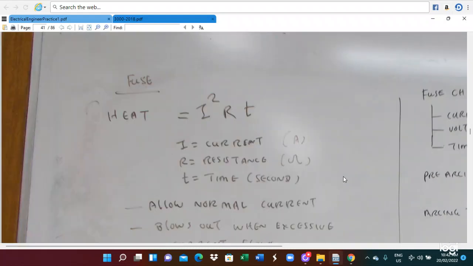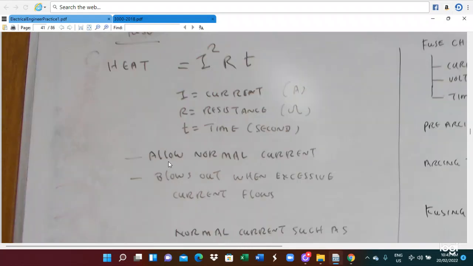The next one is we determine the size of the fuse. The size of the fuse can be calculated. So the fuse works when electrical current flows through the fuse wire, and this current will reach a certain temperature limit and the fuse will blow out. Therefore the heat energy produced in the fuse needs to be calculated, using the equation I squared R t, where I is the current, R is the resistance, and t is the time.